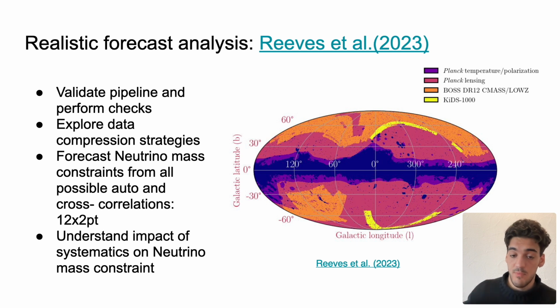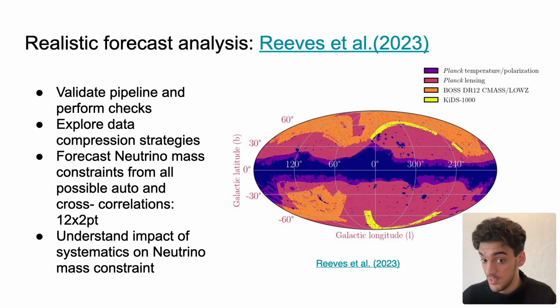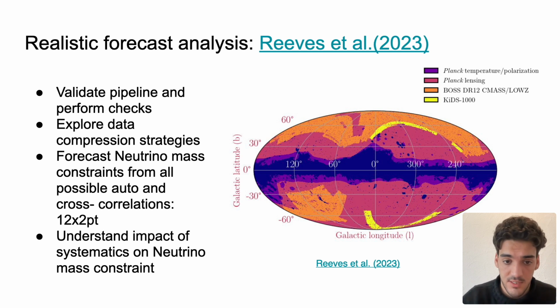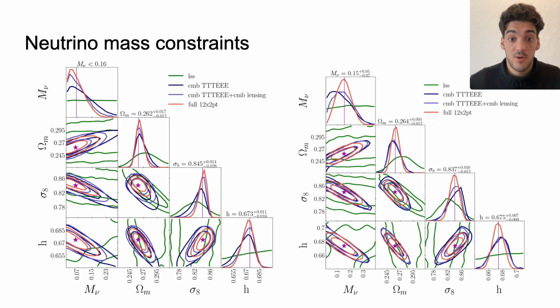And we make mock realizations of 3 different surveys, so Planck, so both the temperature, polarization, and the CMB lensing, BOSS, and KiDS. And you can see the sky overlap here, which means that they will have some cross-correlation between them. So firstly, forecasting the neutrino mass constraints, first thing to say is that our fiducial cosmology is always in these purple lines and stars, and you can see that we recover that in all cases.